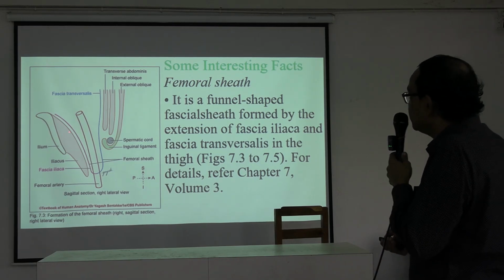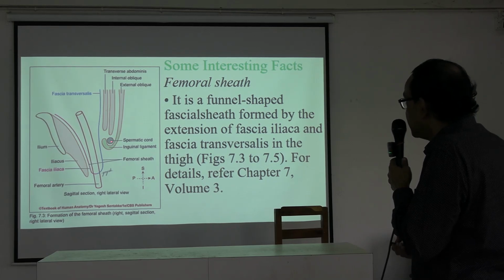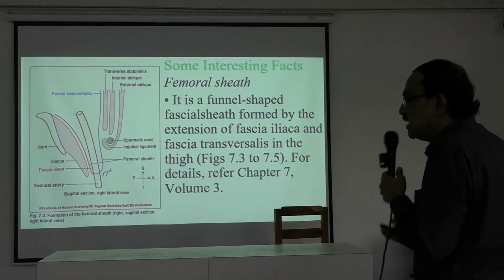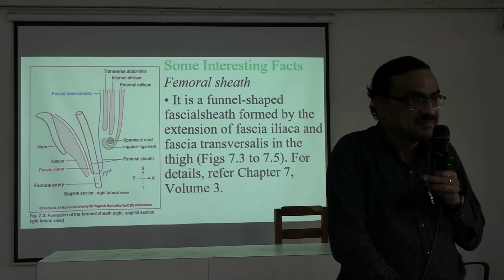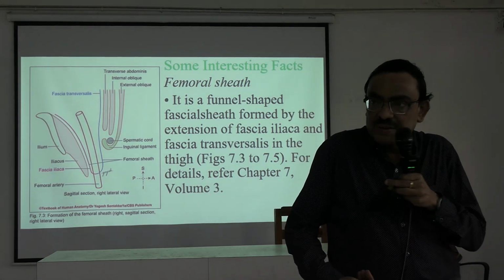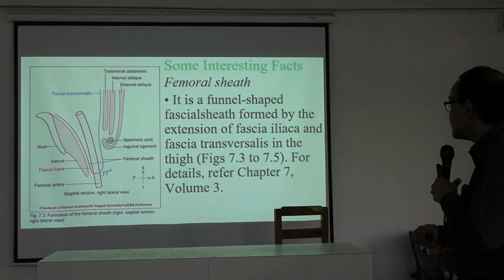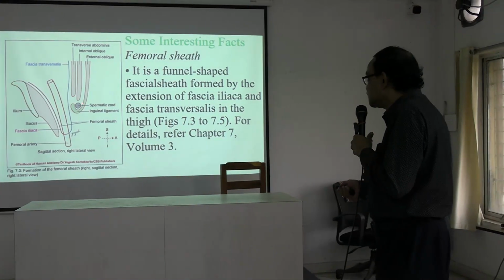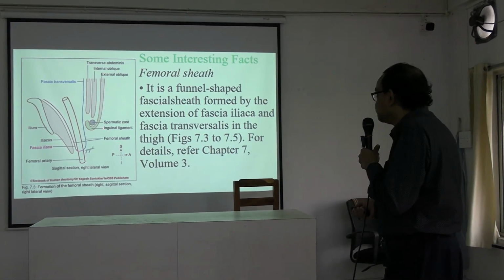Here you can see iliacus muscle, external oblique, internal oblique, transversus abdominis, and you can see formation of the inguinal ligament. Like this. External oblique muscle gets folded and it accommodates what structure? Either spermatic cord or round ligament of the uterus.